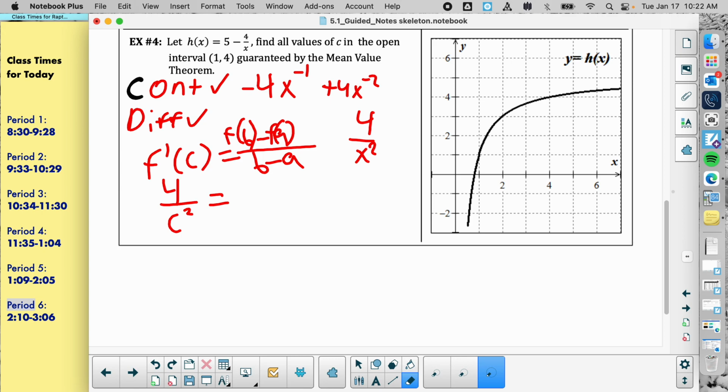Okay, f of b. We can use the picture if we want. From 1 to 4. So 5 minus 4 over 4 is 4. 5 minus 4 over 1, 1, over 4 minus 1. Well, that worked out nice. Okay, so we got 4 over c squared equals 1.